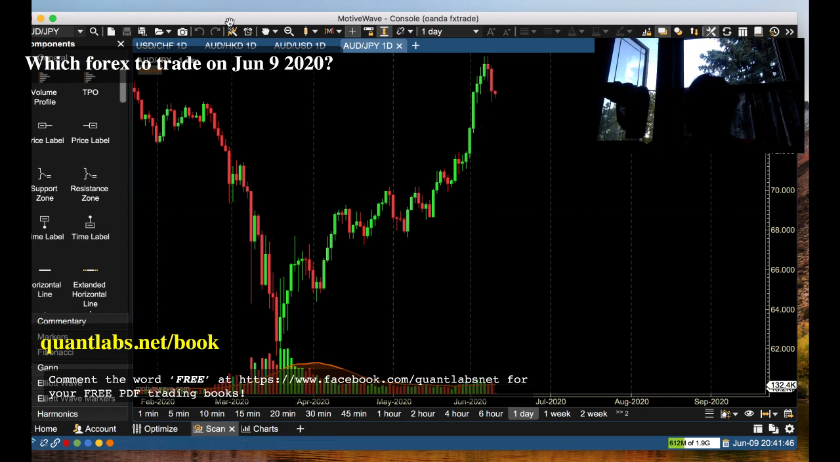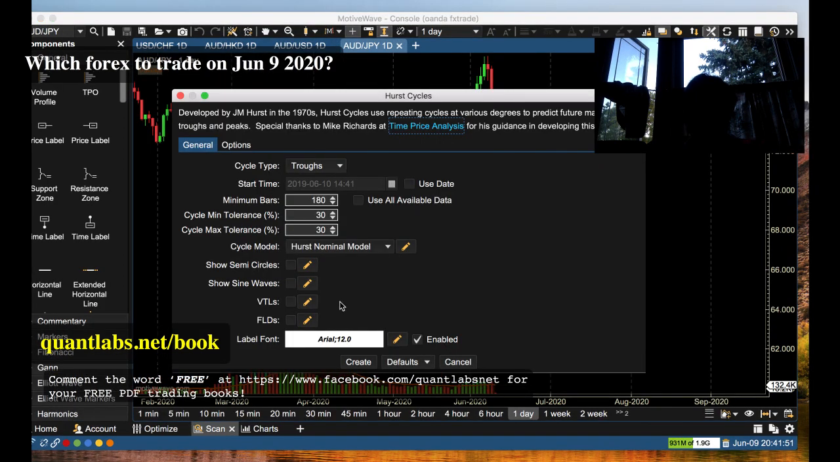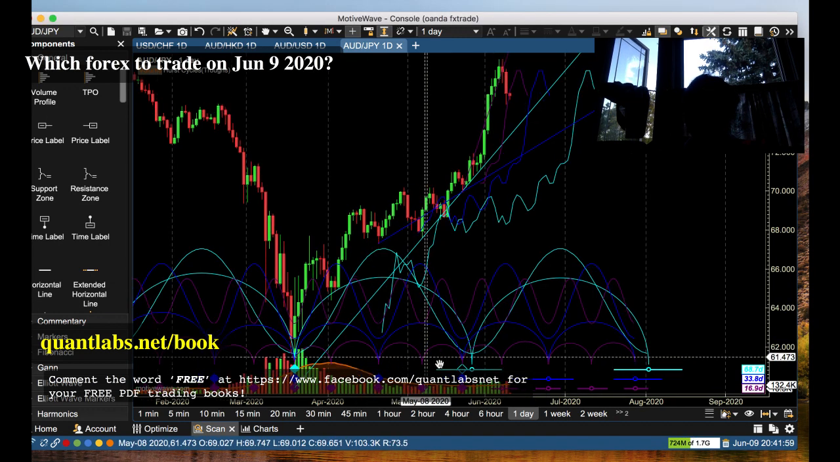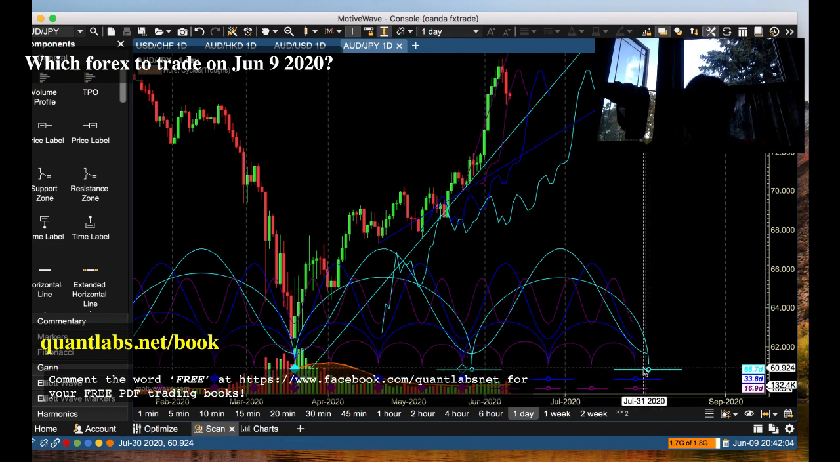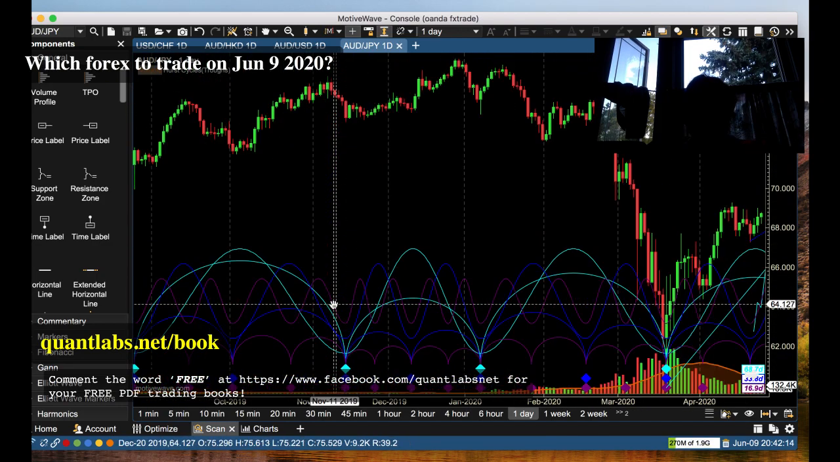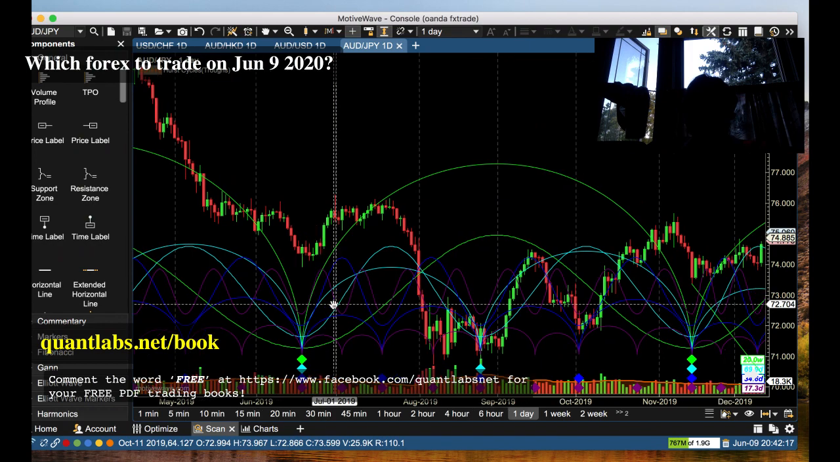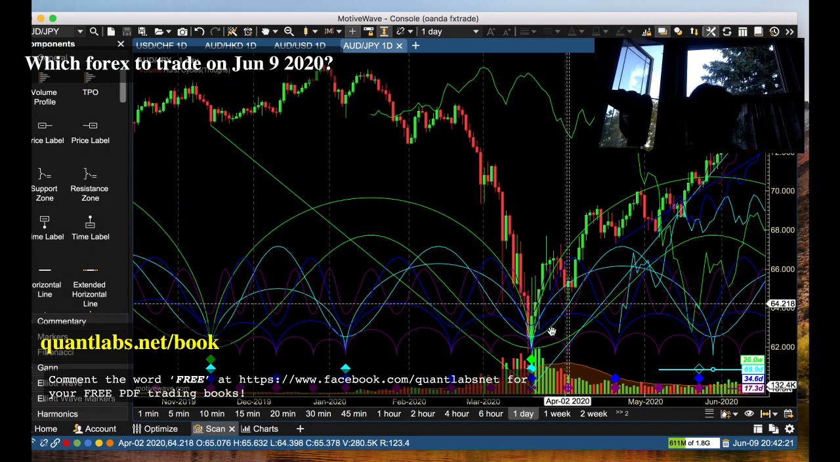But again, we can always look at things like the Hurst cycle. So this has probably been a good trade. Will it continue? I don't know. But there's definitely something going on with the Australian dollar. If it's already peaked out here, let me just see. Historically, it looks like it's at its historical peak. But look at that, that's kind of a reversal.